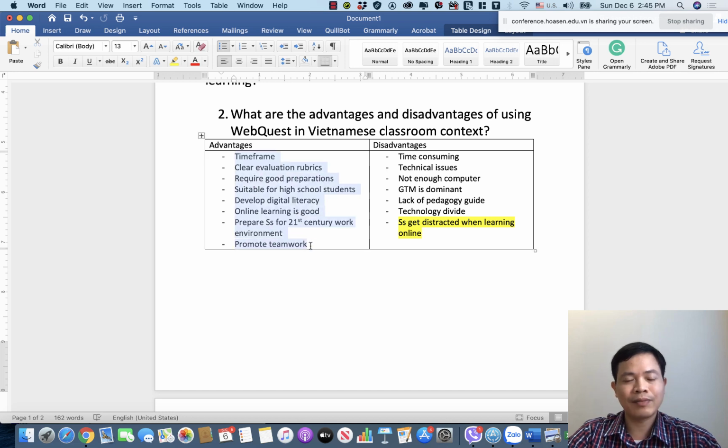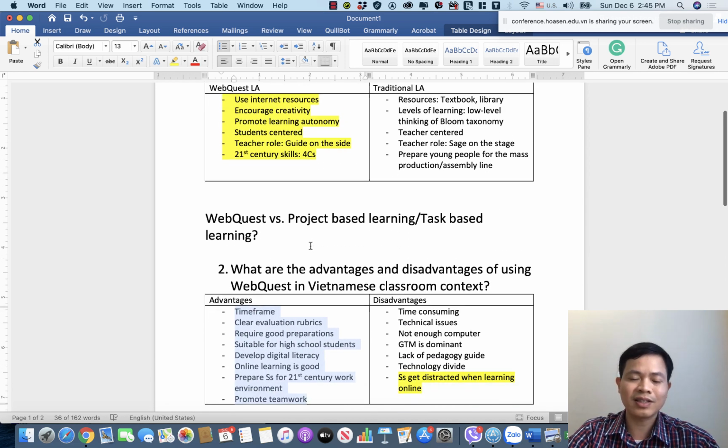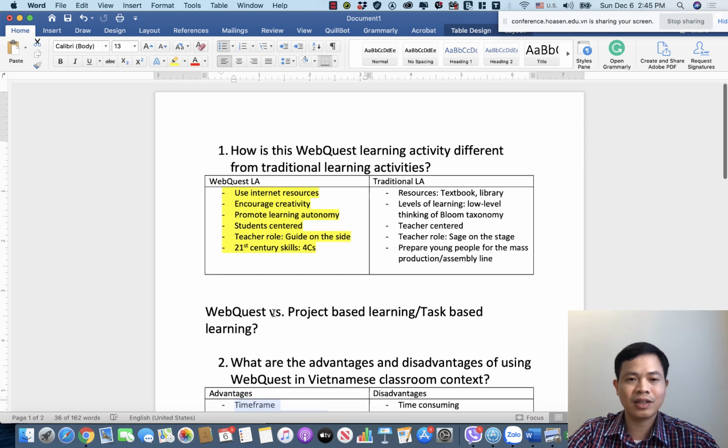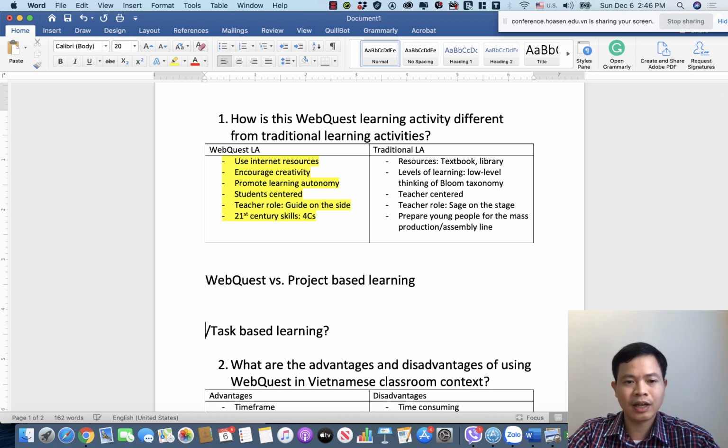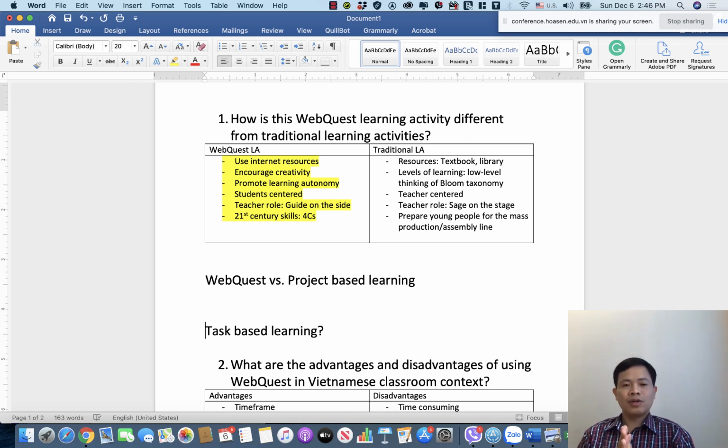And the advantages are all here. I think we have already discussed them well. To a certain extent, these advantages equal the benefits of WebQuest learning activities, up here that I have highlighted in green. So now let's come back to these questions. How is WebQuest different from, let's say, project-based learning? Now, I agree, WebQuest and project-based learning have some sharing.